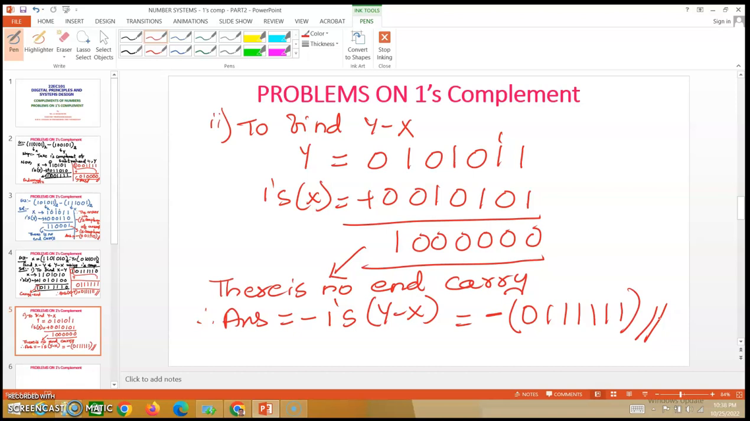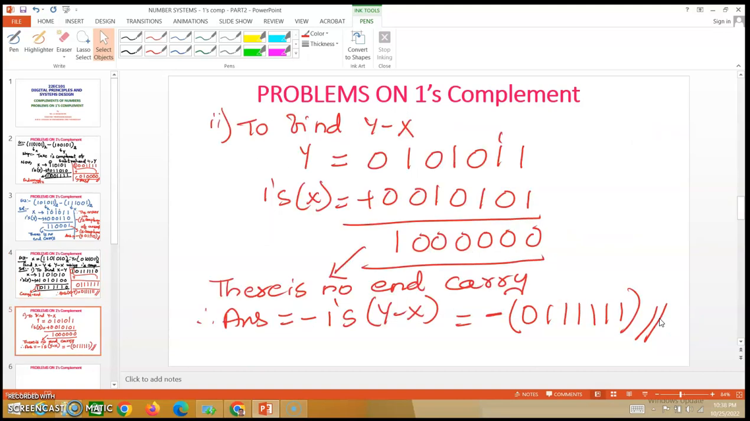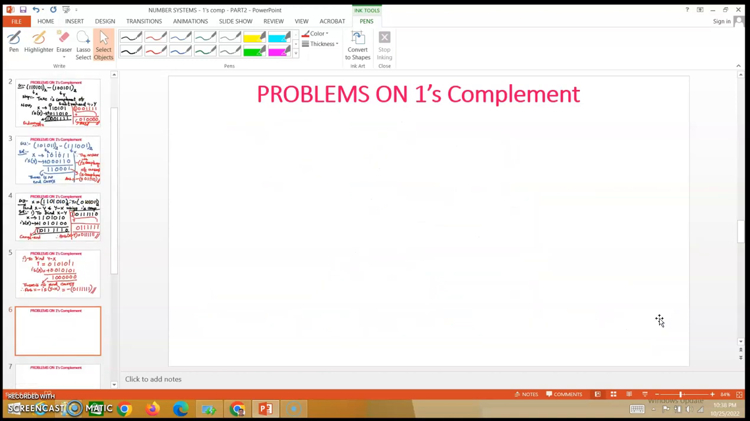Now if you check the previous one and this one, the previous one x minus y is nothing but 0, 1, 1, 1, 1, 1, 1. And this one to find y minus x is also the same, but it is a negative number. Now the next one, the last and final problem, is example 4. Here you will understand even much better.